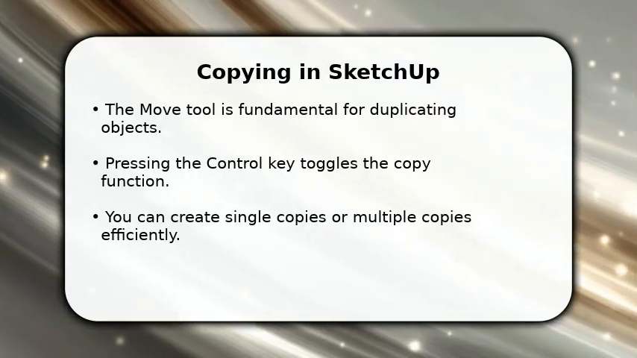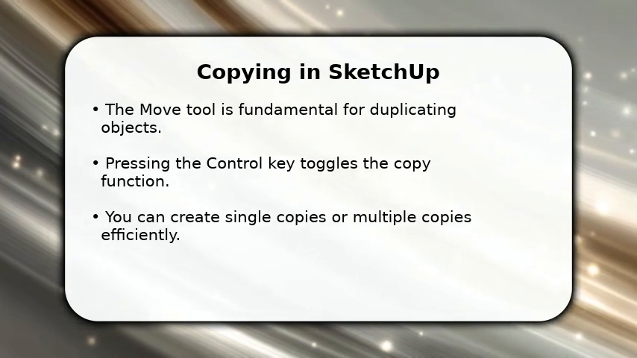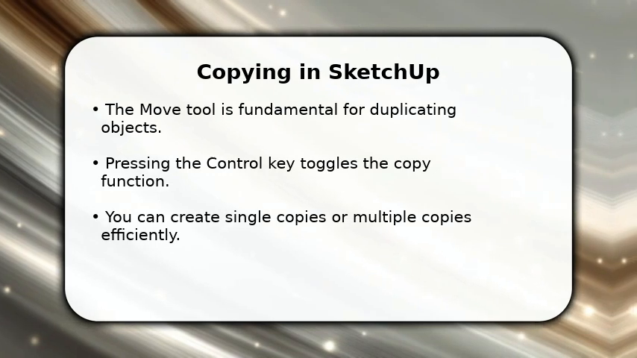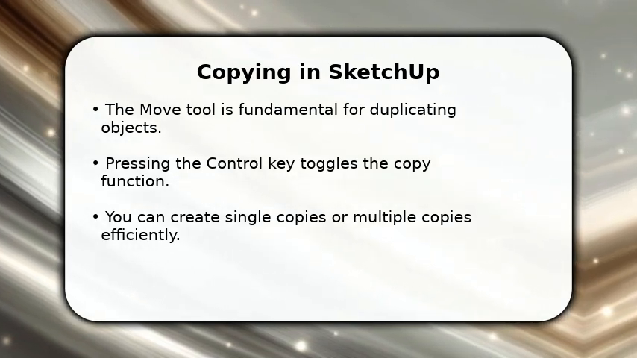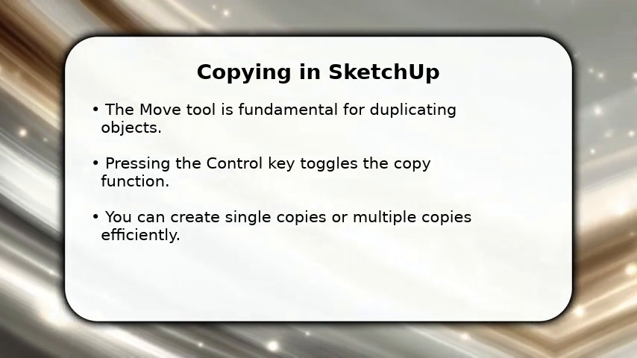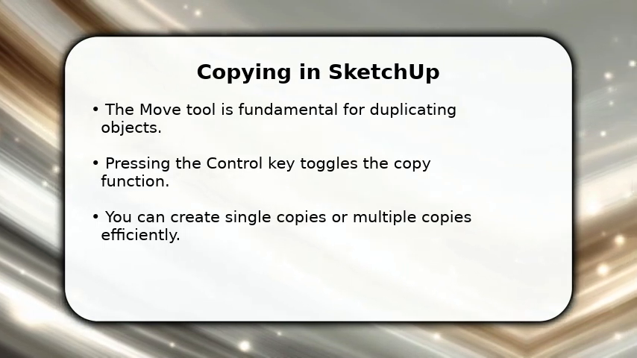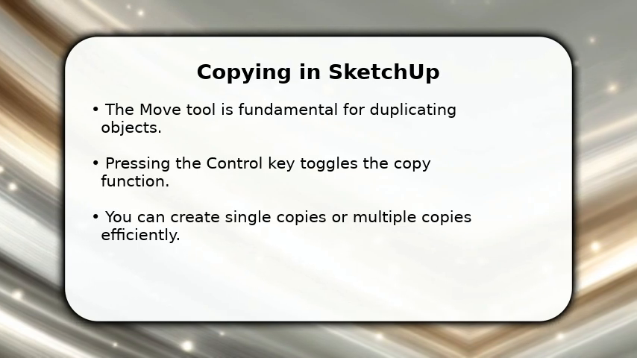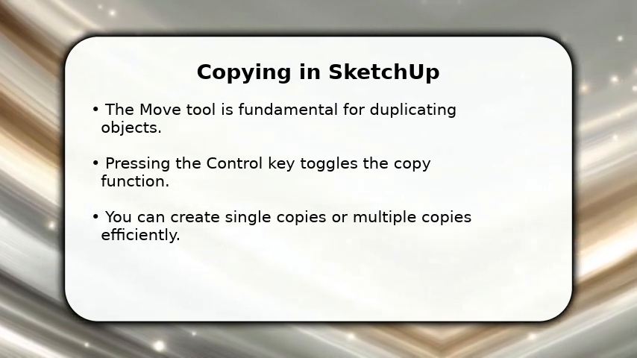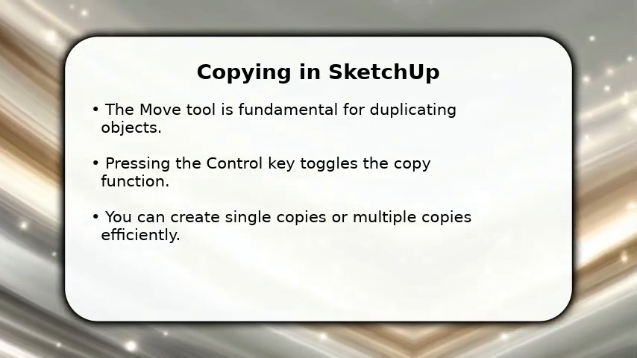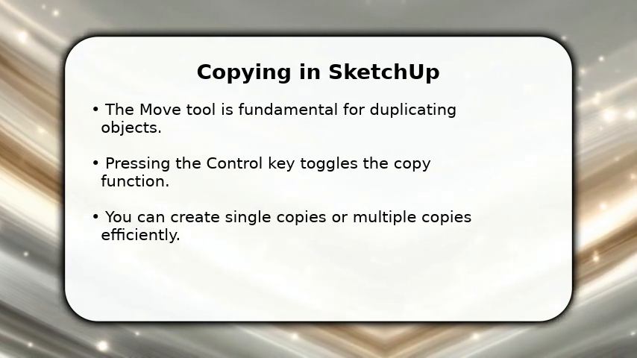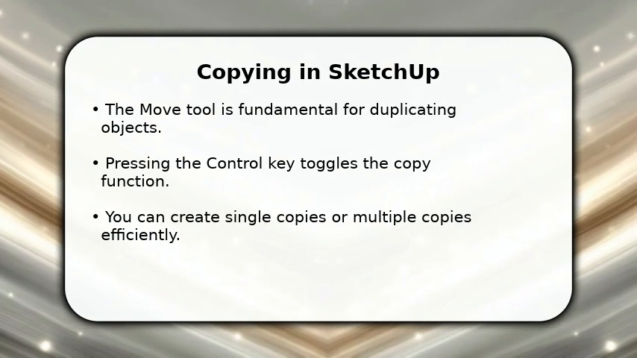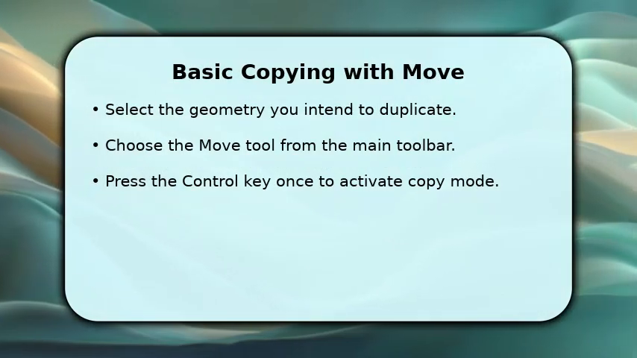In this video, I will explain how to copy in SketchUp. To begin, select the object you wish to duplicate. Then, activate the Move tool from the toolbar. The key to copying is pressing the Control key or Option key on a Mac just one time after selecting the Move tool. This action toggles the copy mode, allowing you to create duplicates of your selected geometry with ease and precision. Let's walk through the basic steps.